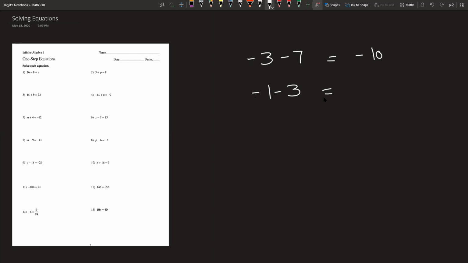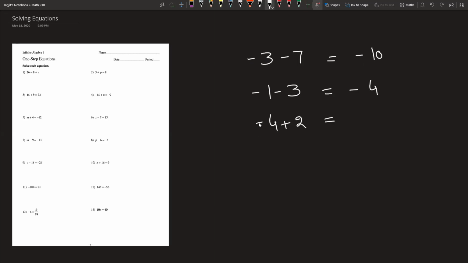If I ask you to do -1 -3, are these the same sign? Yep. Okay, add the numbers. 1 plus 3 is how much? And then just put the sign of the bigger number. -4.